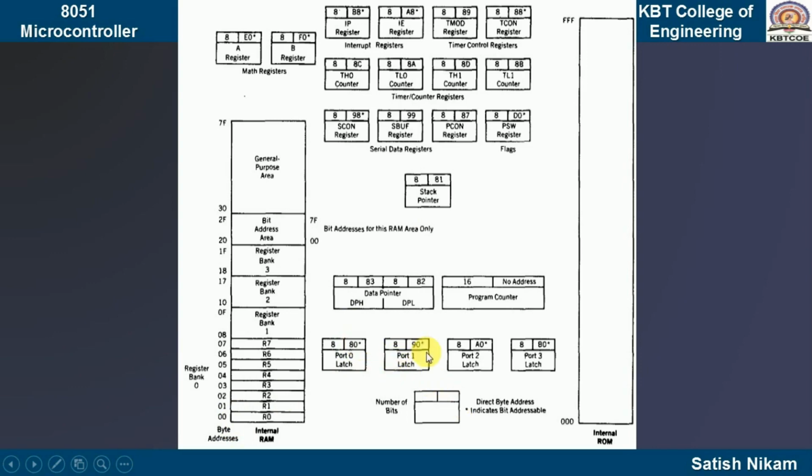In the same way, port 1 has a latch with address 90, port 2 has latch address A0, and port 3 has latch address B0. So port 0, port 1, port 2, and port 3 are the latches. We can latch the data.